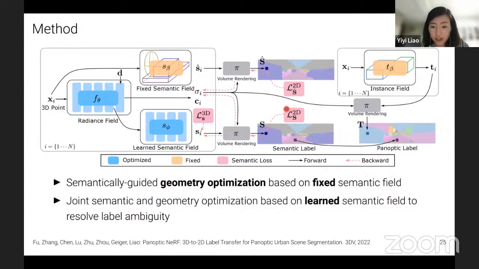And by merging these two pieces of information in the learned semantic field, we're able to resolve the label ambiguity. And as this learned semantic field also shares the improved geometry, the underlying geometry is improved, and the semantic label ambiguity is also resolved.